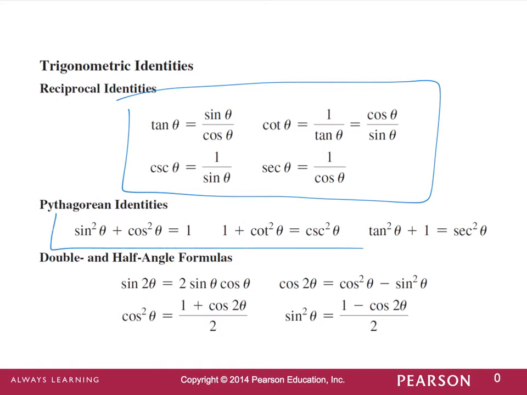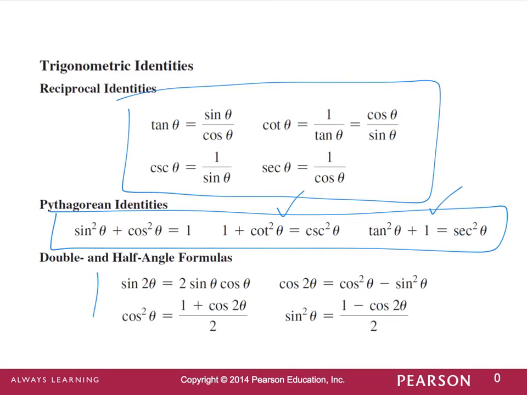Also, with the Pythagorean identities, you should at least have sine squared plus cosine squared of theta is equal to 1. And hopefully you have these other two as well memorized. If not, get those memorized, because we will use those a lot.